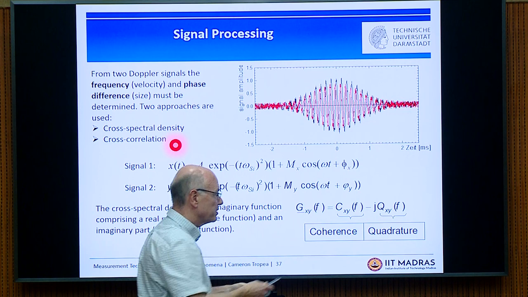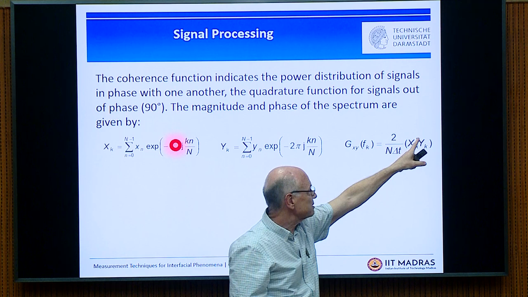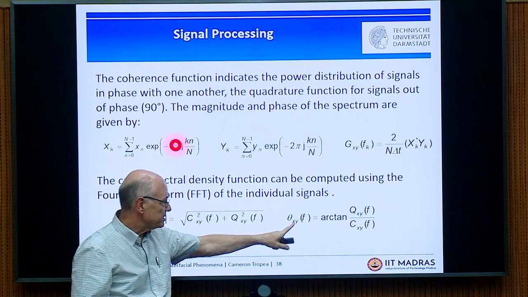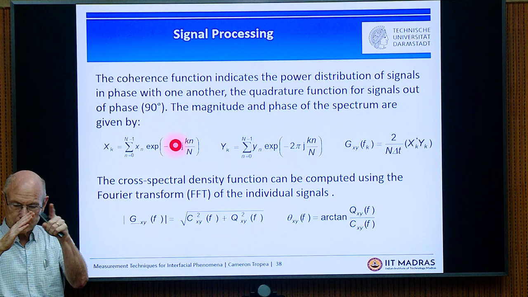And so if we do that, then these are the Fourier transforms, and the cross-spectral density is then just like power spectral, x conjugate times y. And then you can say, there's the magnitude, and there's the phase. So it's just the arctangent of imaginary divided by coherence. I think everybody knows a real and imaginary part. There's some in between, and the angle is then the arctangent.